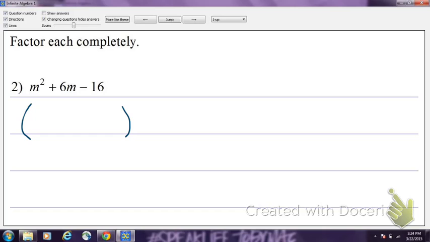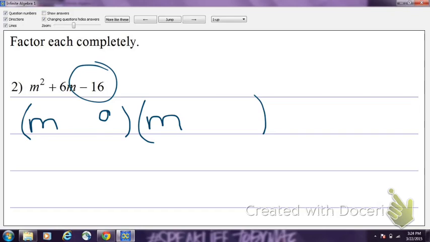So we know that there has to be 2 parentheses and we have to get m squared when we multiply, so they both have to have m. And we look for factors of 16 that are going to add or subtract to 6, which are 8 and 2. We know that they have to subtract to 6, that's the only way you're going to get 6. And they also have to multiply to -16, so one has to be plus, one has to be minus. And 8 minus 2 is 6. So now we have factored this one.